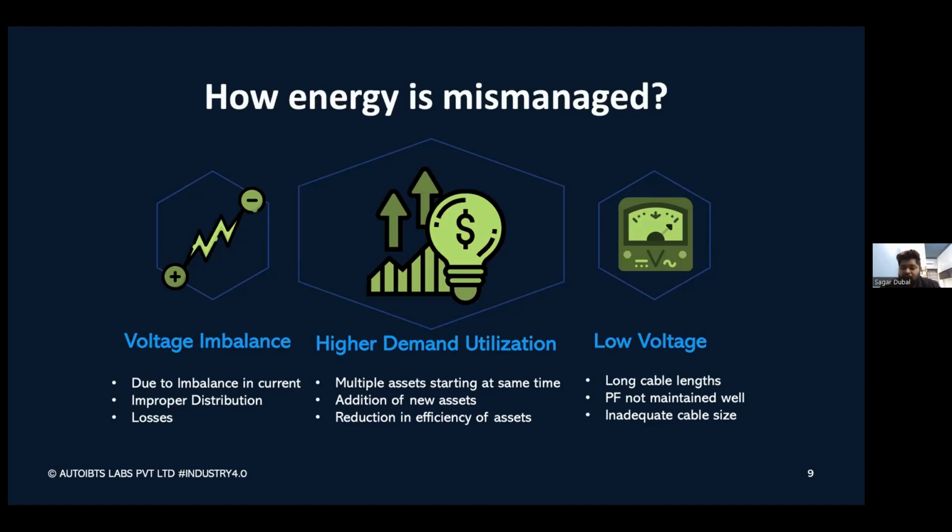Then low voltage is also a big problem that we've seen in a lot of industries. By low voltage, both low and high voltage are included. Low voltages can occur sometimes because of long lengths of cables. If a cable is very long and the size of the cable is adequate, but not on a higher side, then there will be a voltage drop. And with voltage drop, you will be consuming more current and more power just because of the voltage drop. So if voltage is managed well and monitored well, there's a chance of reducing your power cost by 0.5%. One of the reasons for low voltage is also if your power factor is not maintained well.